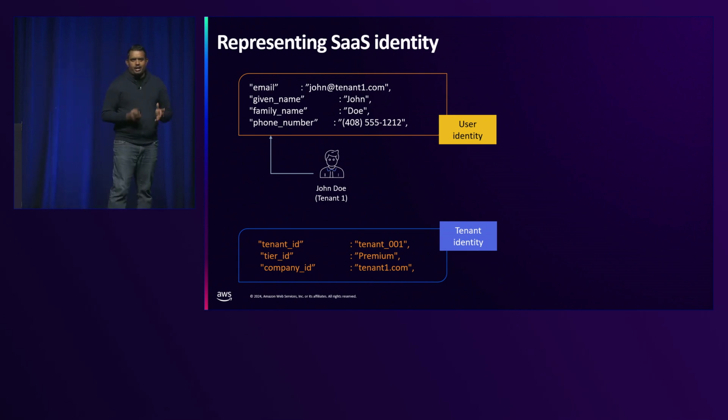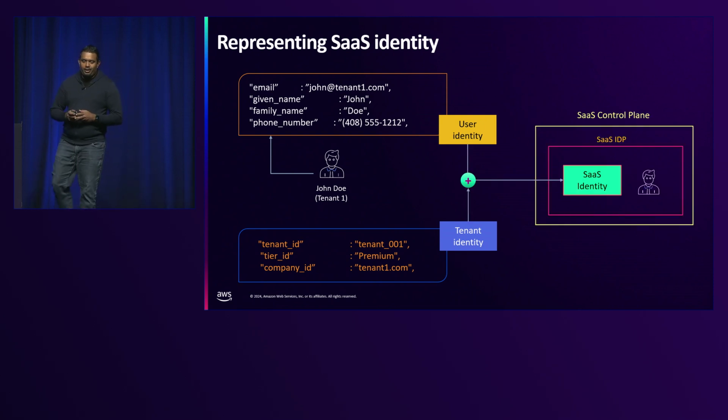In other words, any tenant user that we create in the SaaS IDP will have both the user identity and the tenant identity together, which we call the SaaS identity. That helps us uniquely identify these users within the SaaS application. The primary objective of this design is that we can pass this SaaS identity back to the tenant users when they get authenticated successfully, so that they can use it to interact with the SaaS application efficiently.